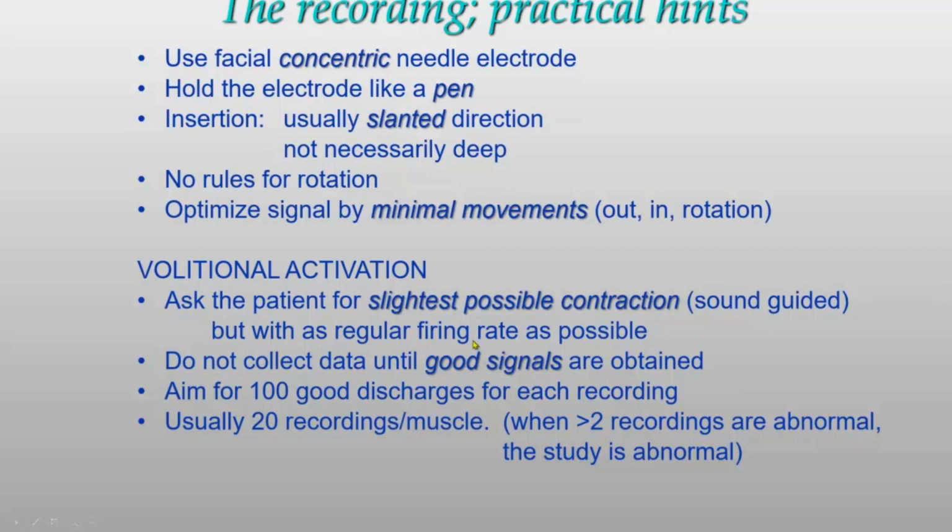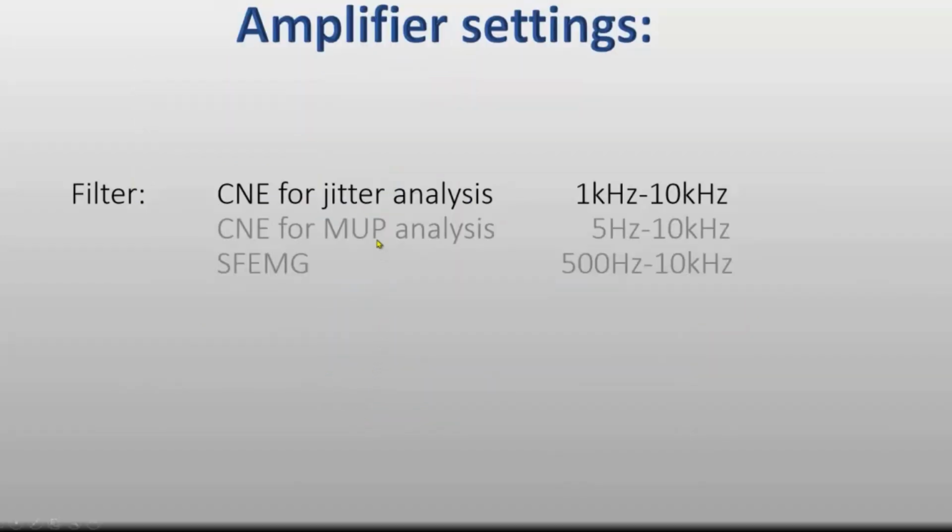And then we obtain signals, and we do not start the collection of data until we have a good signal. We wait a few seconds until the signals are good, and then we start the collection. That means that we don't need to edit much afterwards. We go for 100 discharges, and with a frequency of 10 per second, we have obtained all the recordings in 10 seconds. And usually we record from 20 different positions in the muscle, and that includes usually two skin insertions. The amplifier setting is 1 kilohertz. In the single fiber, we had 500 hertz, but now we have 1 kilohertz to 10 kilohertz.